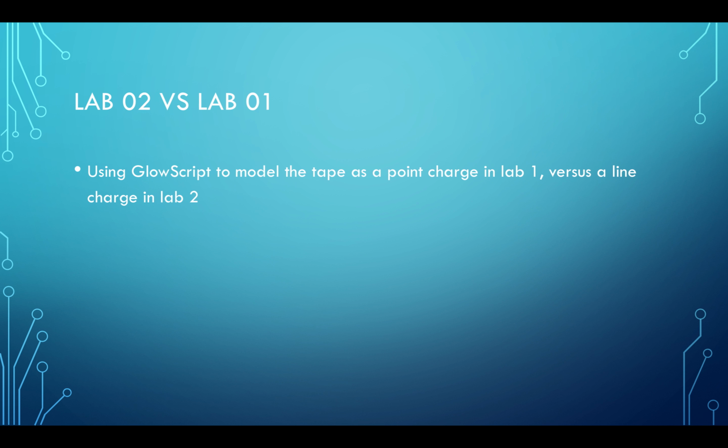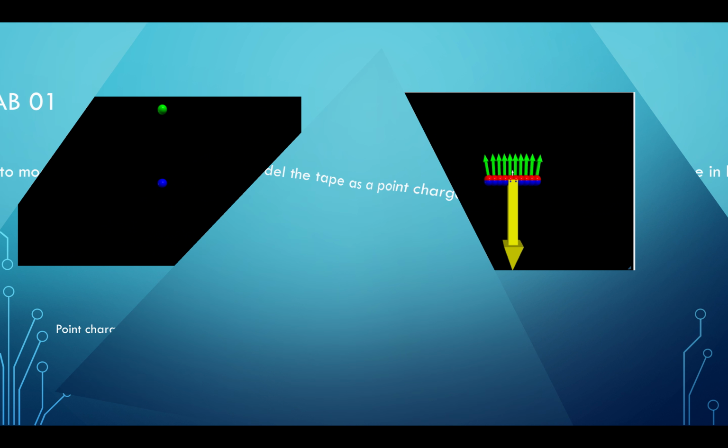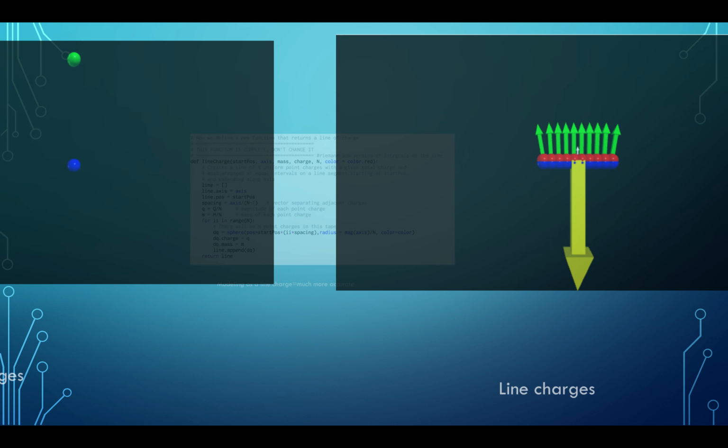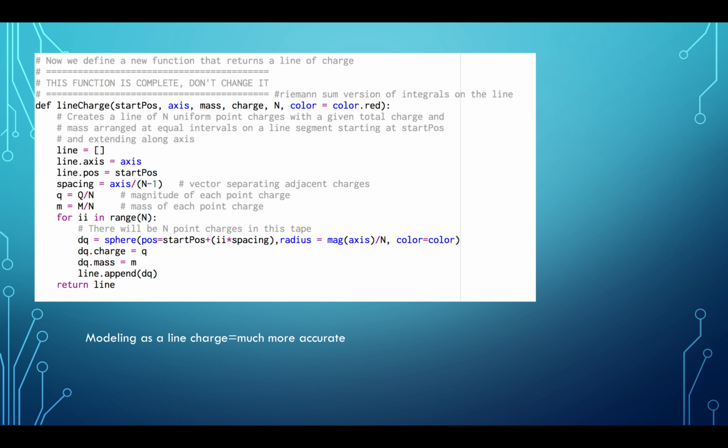The difference in Lab 2 versus Lab 1 was the coding. In Lab 2, we modeled the tape as a line charge. As you can see, much more is shown in the line charge model, and more needed to be calculated. The code here, in Lab 2, shows a new function that returns a line of charge. It takes in the start position, axis, mass, charge, number of uniform point charges, denoted as n, and color, and then returns the line of charge.